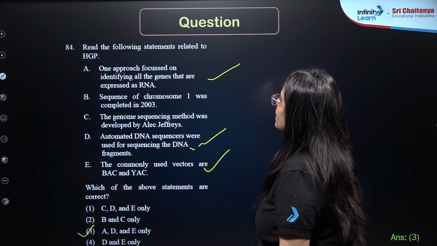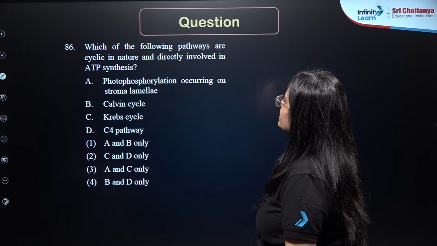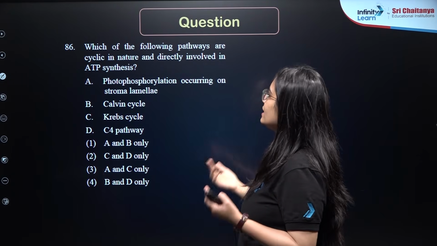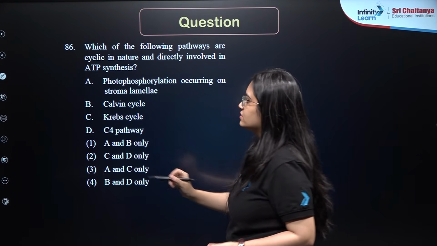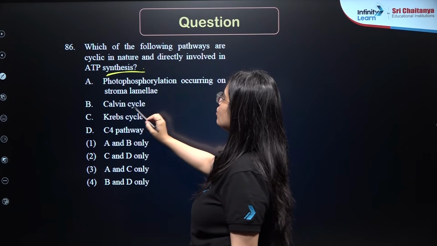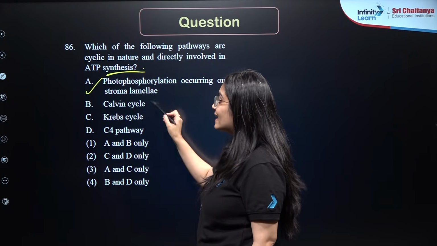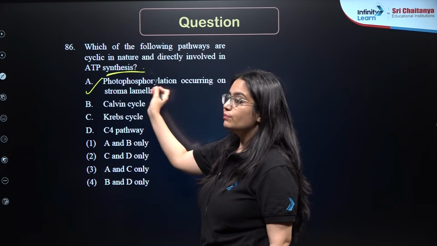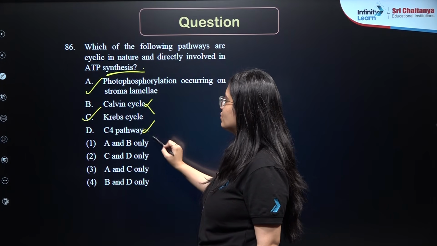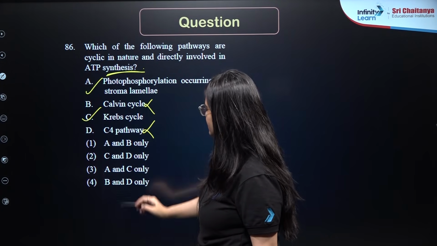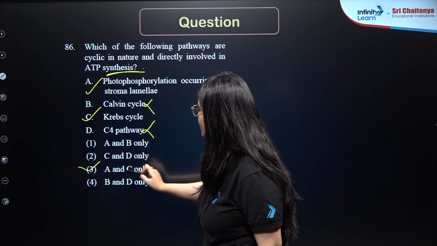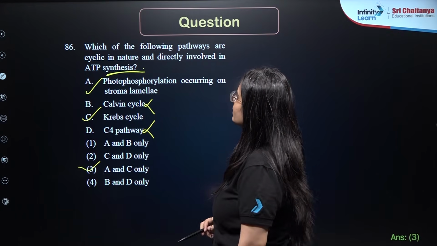Next. Which of the following pathways are cyclical in nature and directly involved in ATP synthesis? Photophosphorylation occurring on stroma lamellae, yes. Calvin cycle, see they have mentioned ATP synthesis, so no. Krebs cycle, yes. C4 pathway, no. So your correct answer is A and C only. 3 is your right answer.